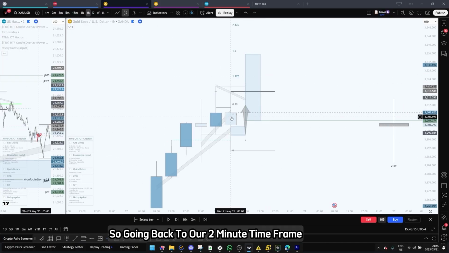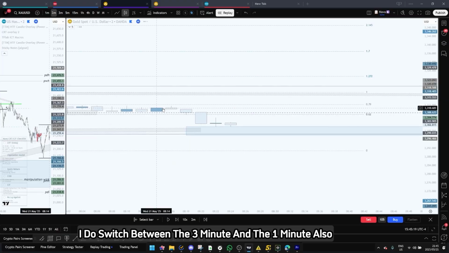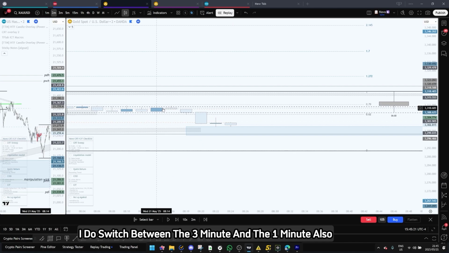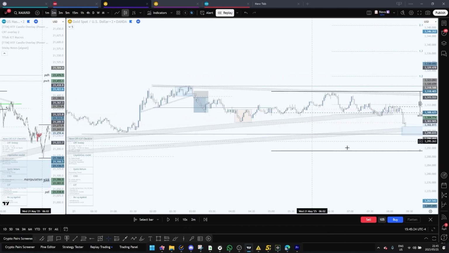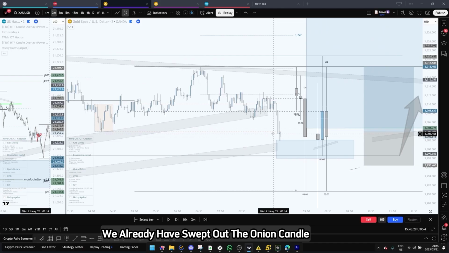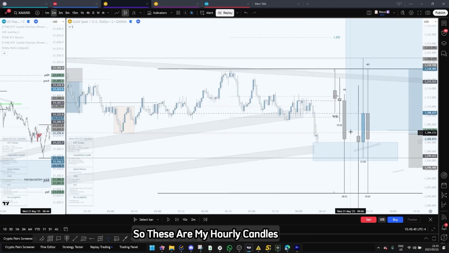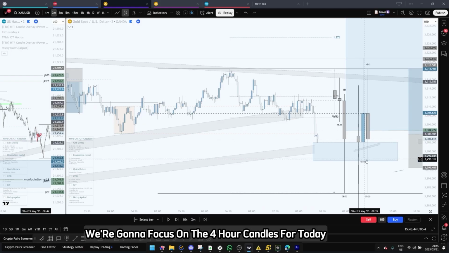So going back to our 2-minute time frame, which is my preferred lower time frame, I do switch between the 3-minute and the 1-minute also though. Coming into here, as we already said, we have already swept out the 1 a.m. candle. So I can just pull out. These are my hourly candles and these are my 4-hour candles. We're going to focus on the 4-hour candles for today.